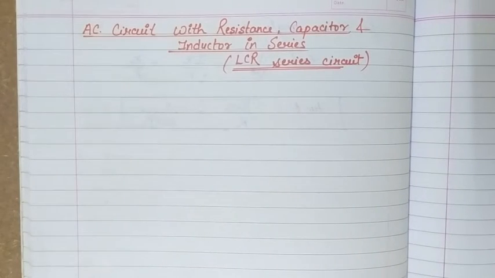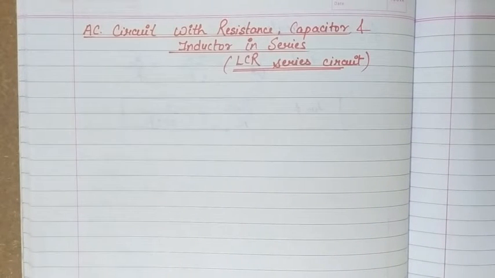Hello students, this video is about a series LCR circuit. That means we have a circuit that contains a resistance, a capacitor and an inductor connected in series to an EMF source having alternating EMF equals epsilon naught sine omega t. Before starting that, first of all we will draw a diagram for that.